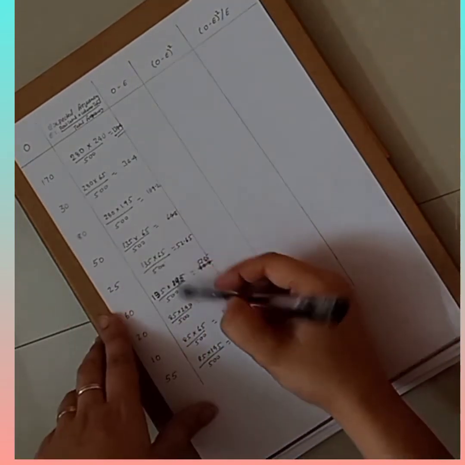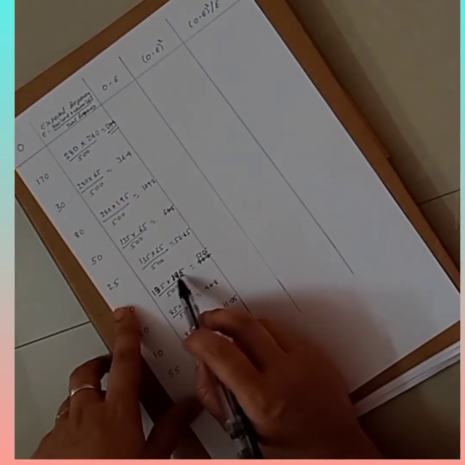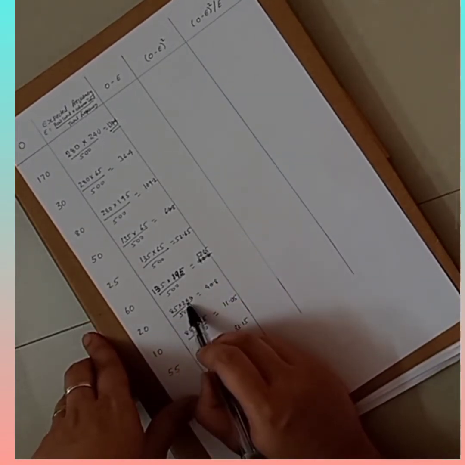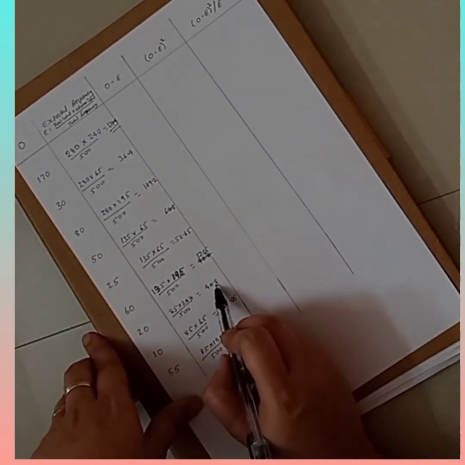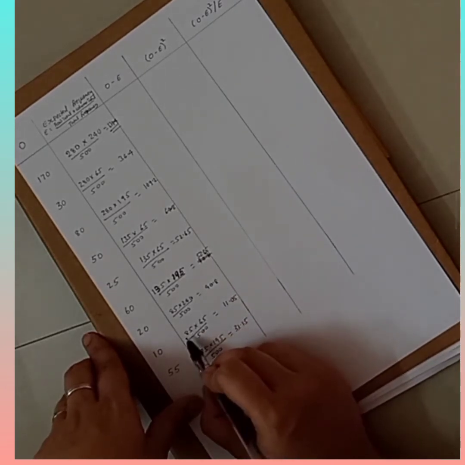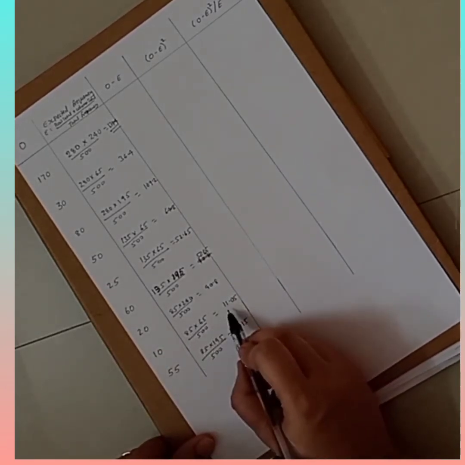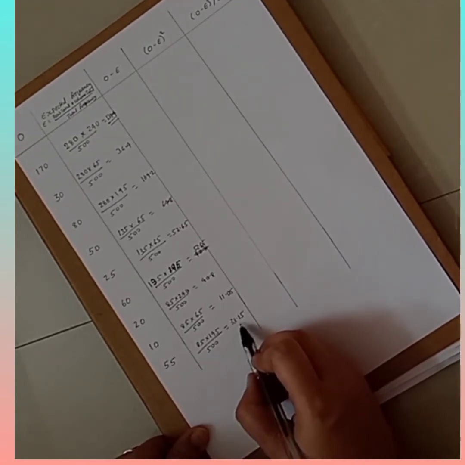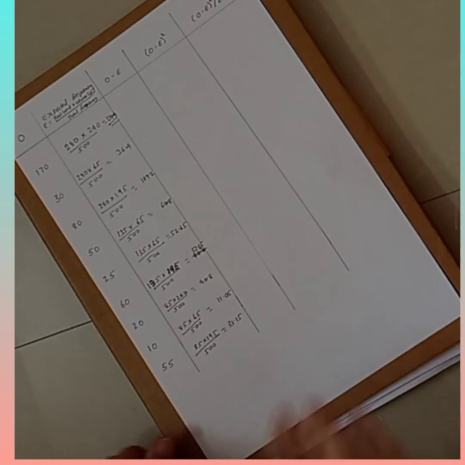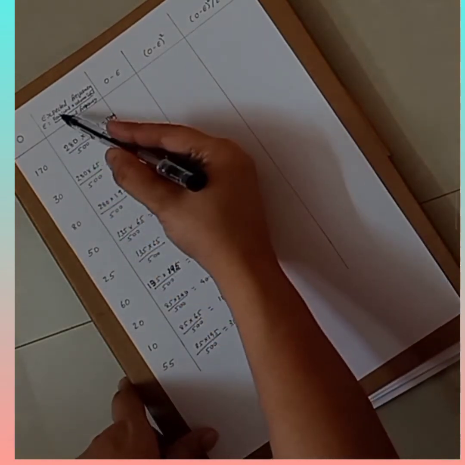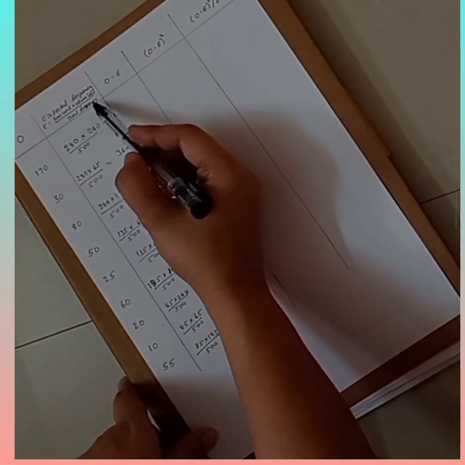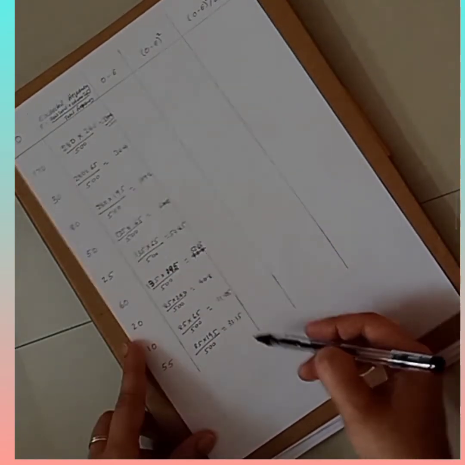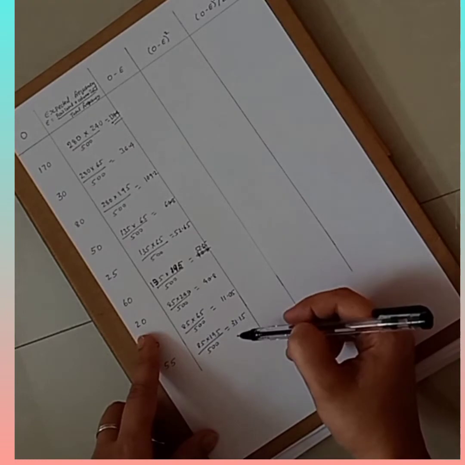So for all of these we have written them down. For 60, 135 into 195 by 500 is 52.65. For 20, 85 into 240 by 500 is equal to 40.8. For 10, 85 into 65 by 500 is 11.05. And for 55, 85 into 195 by 500 is 33.15. So you are multiplying the row total into the column total divided by the total frequency, which gives you the expected frequency value. So for all the frequencies you have calculated the expected frequency.